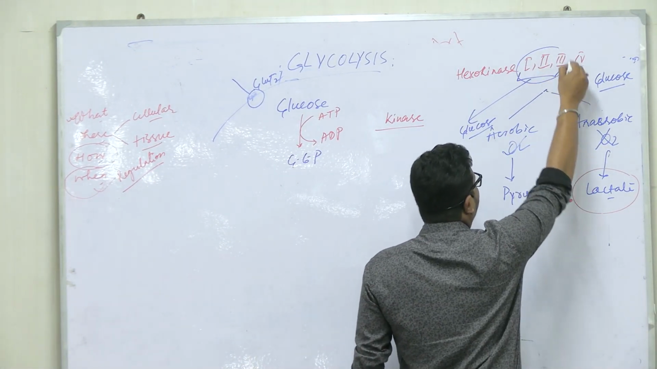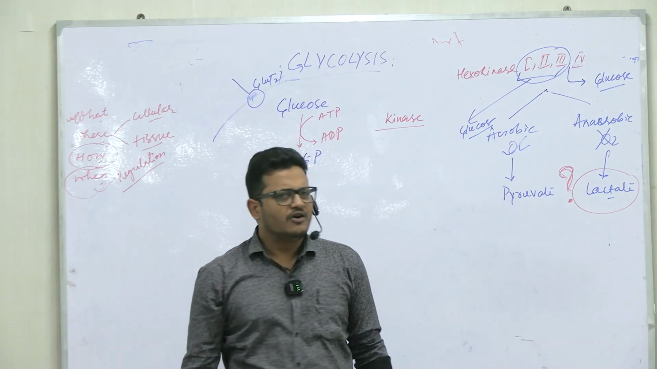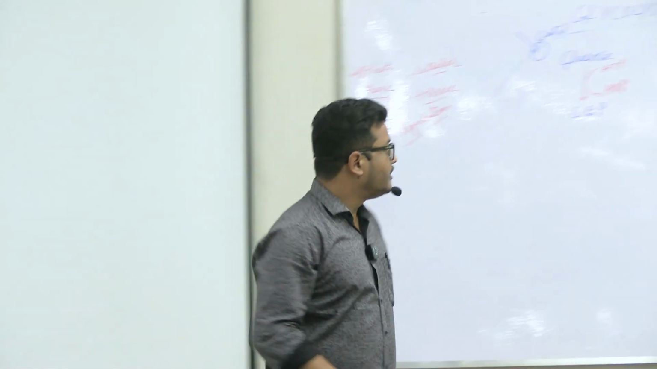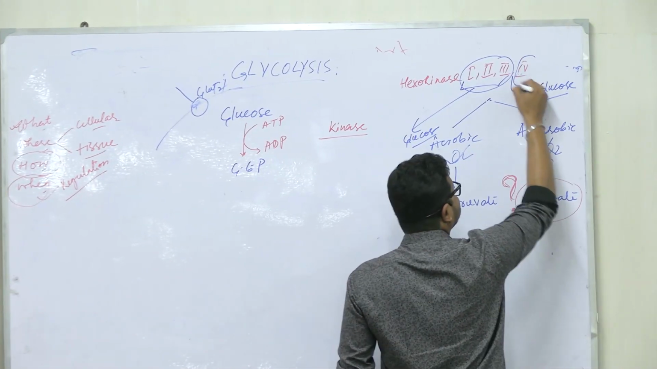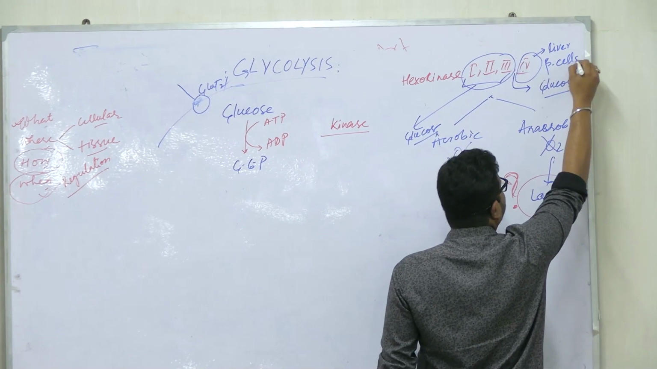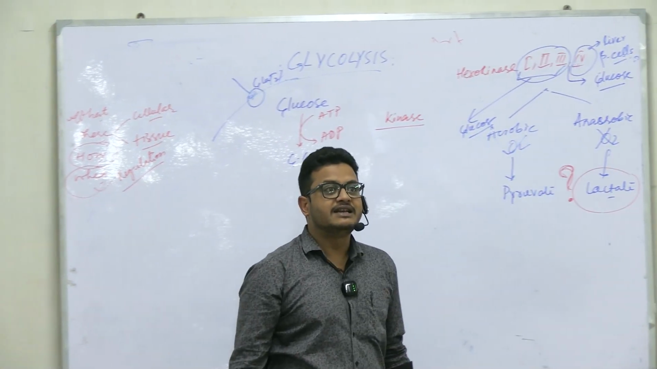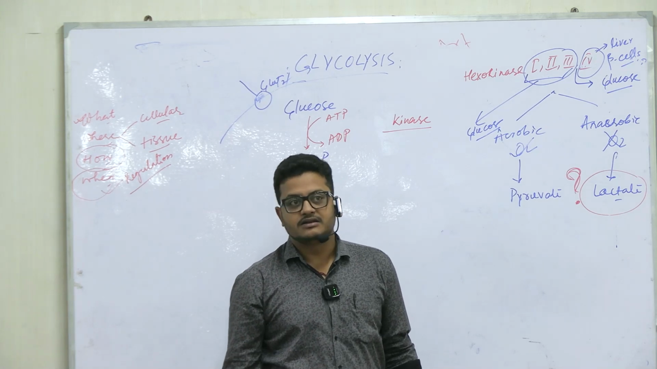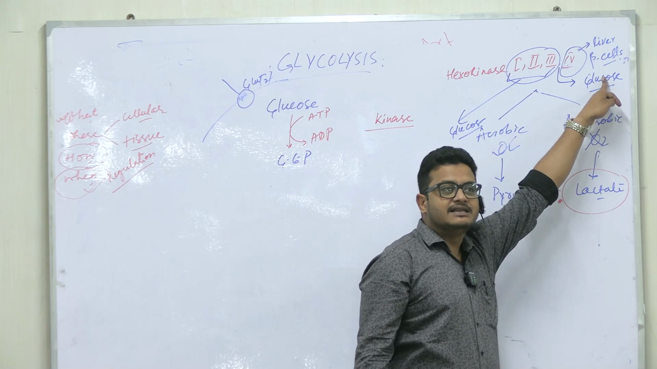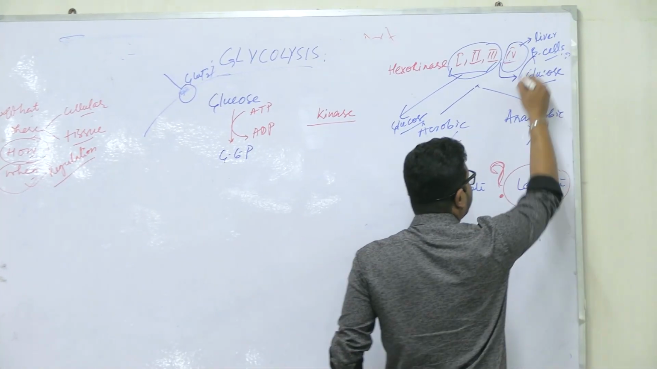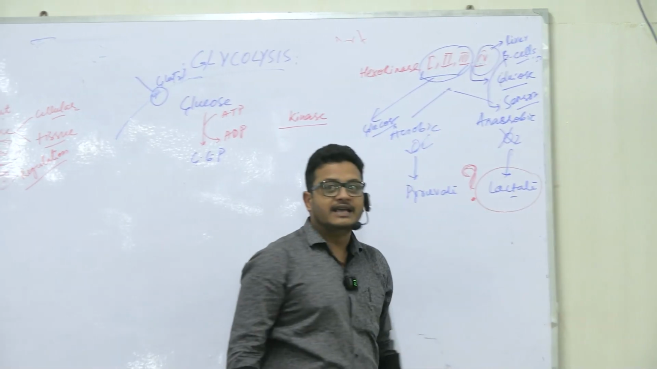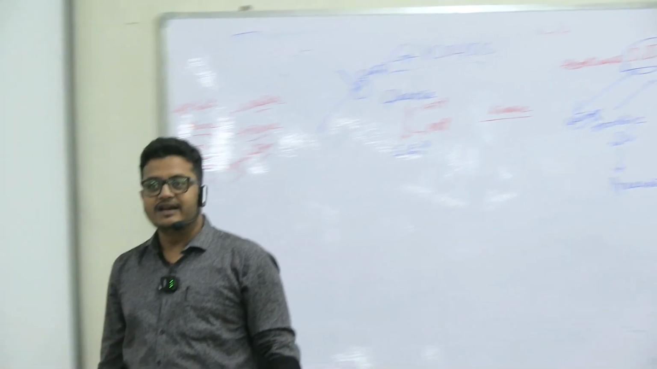Importantly, isoforms 1, 2, 3 are present in almost all the tissues. But isoform 4 is present in liver parenchymal cells and beta cells of the pancreas. Beta cells of the pancreas. Okay? That means they are also going to play a role as a sensor of glucose in the blood. What are they going to perform then?